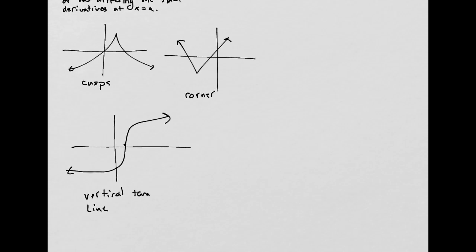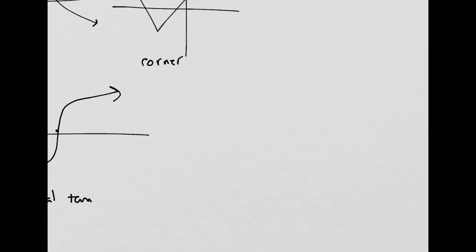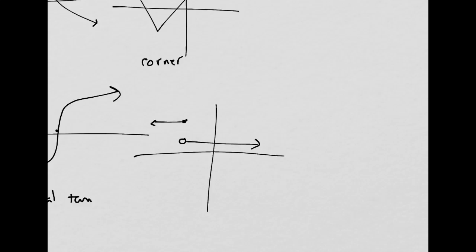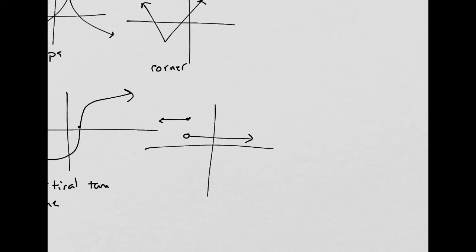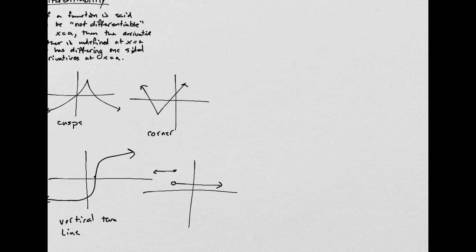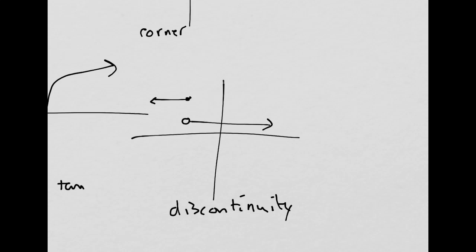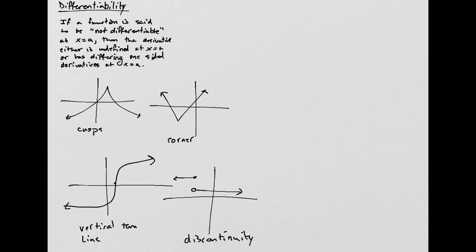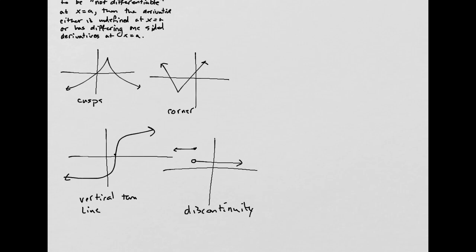And those are pretty much the cases, or actually a discontinuity. If there's a hole, or if the function was not defined at a certain point, then of course there's no derivative. So any type of discontinuity means it would not be differentiable. So any of these four cases means that your function is not differentiable. That's pretty much all you need to know.